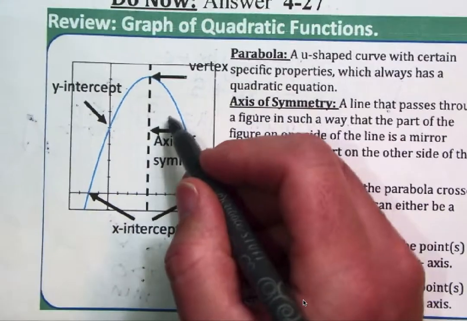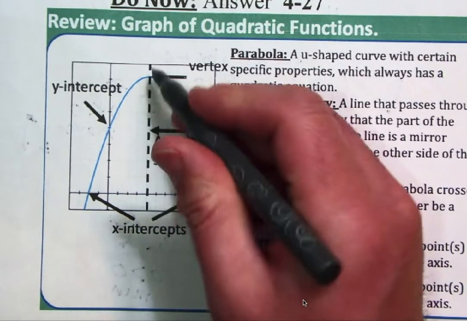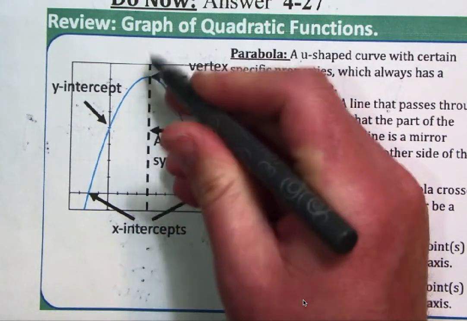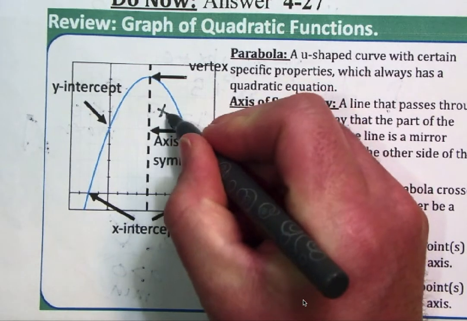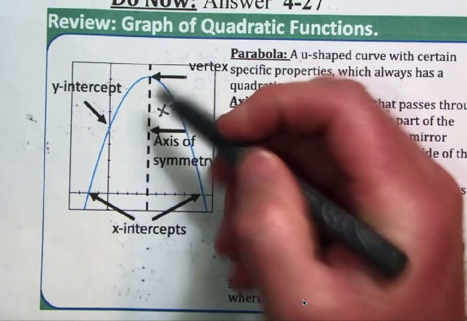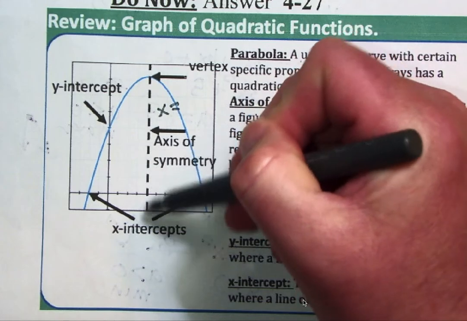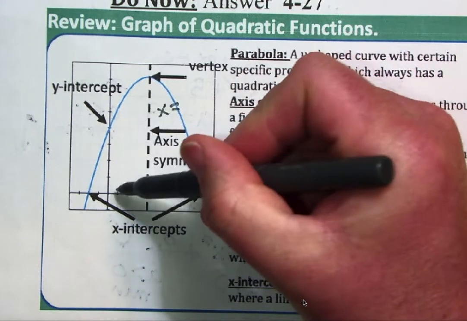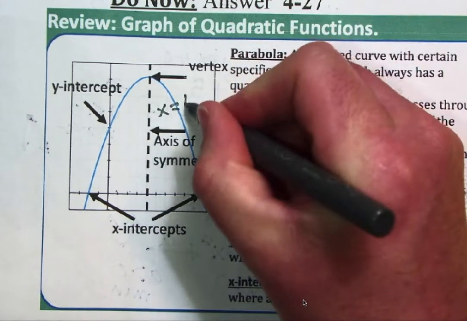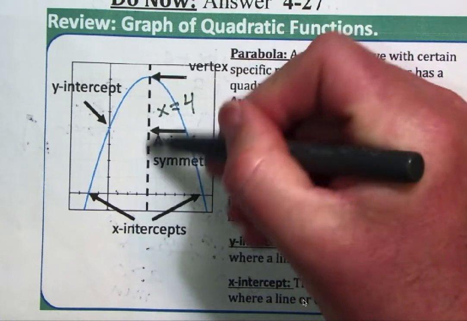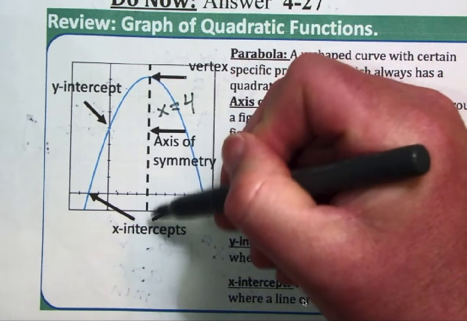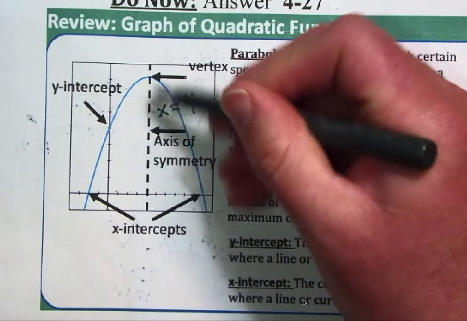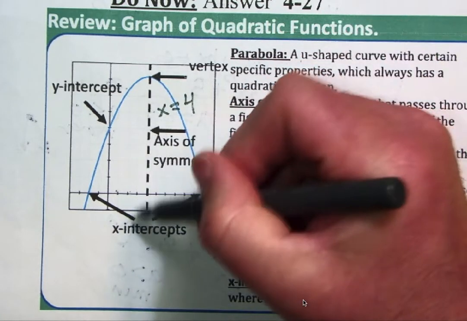Okay, the axis of symmetry, there's an equation for it. Vertical lines always come in the equations of x equals whatever x value it goes through, the axis of symmetry. Now you can see it's 1, 2, 3, 4. So axis of symmetries have equations. X equals 4, right? They'll all come in the form x equals 4. That's all vertical lines.